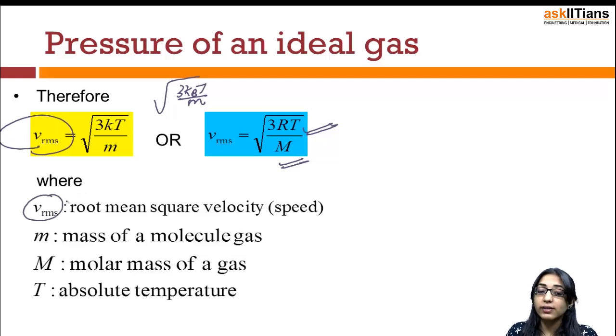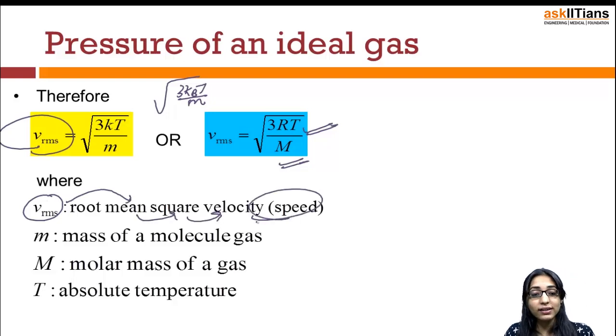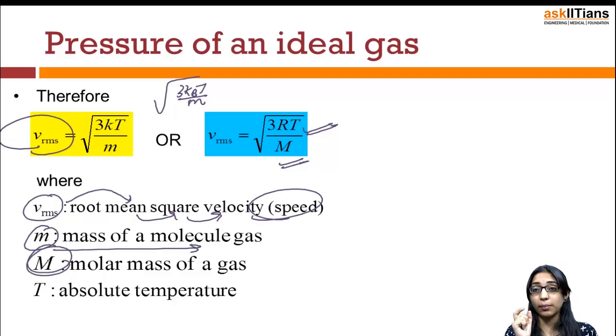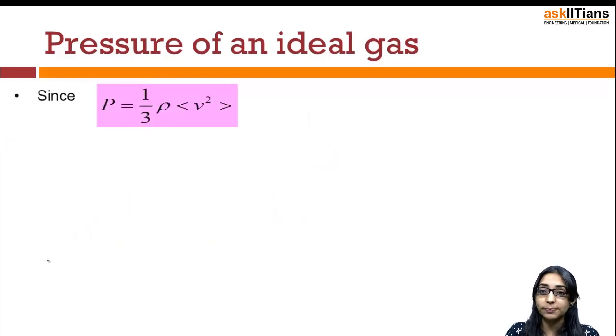Vrms is nothing but the root mean square velocity, and this is nothing but the speed. So, m is the mass of a molecule of gas, whereas capital M is the molar mass of gas. Molar mass means the mass of 1 mole of gas, and T is the absolute temperature.